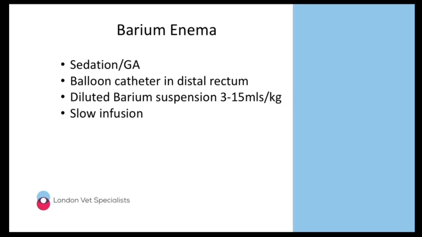Again, using a small balloon-tipped catheter, you can pop that into the rectum and then instill just a small amount of barium suspension, so around 5 mL per kg. And again, do that very slowly. And if you come across any pressure, then stop.